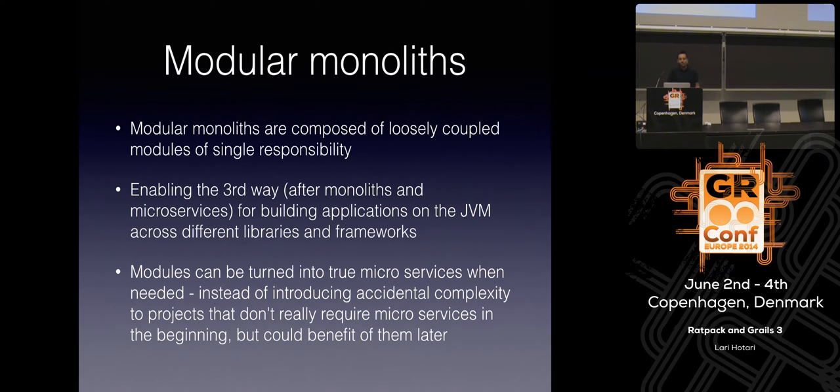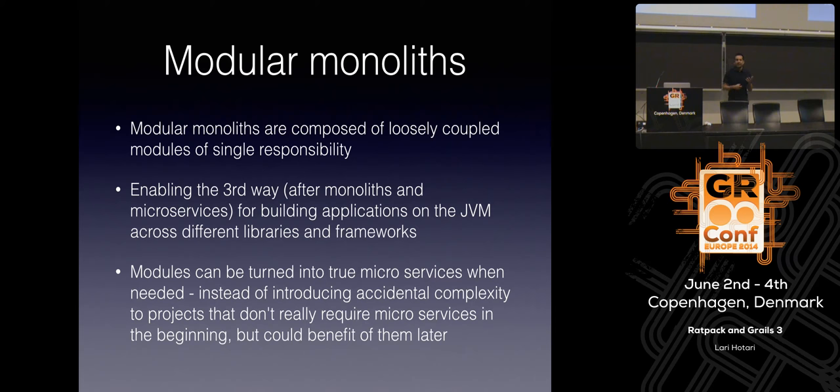So modular monoliths, I think they're the third way of building monolith applications across multiple libraries and frameworks. And the true benefit here is that modules can be turned into true microservices when needed. So instead of introducing accidental complexity by doing nanoservices in the beginning of the project, we could choose to do that later on if there's really the need, that we would benefit of a model where we could deploy different services separately. Because the hard part of microservices is that if you don't do it from the beginning, it's almost impossible to do it later on. So there's a very hard choice in when do you start doing that.